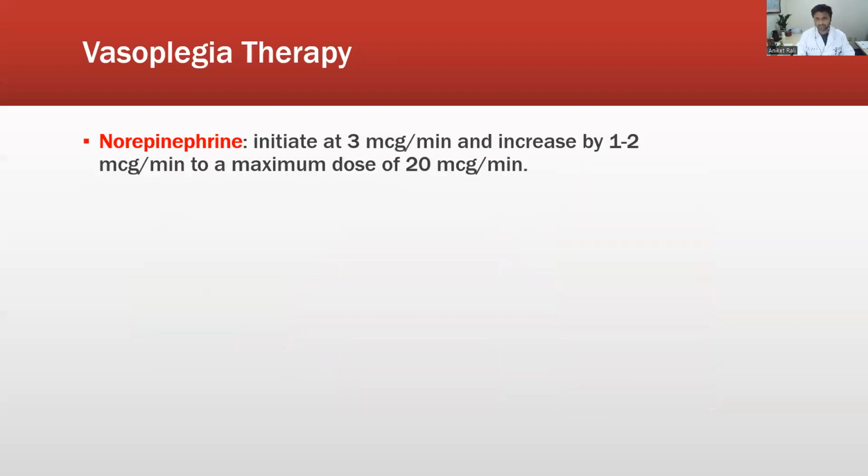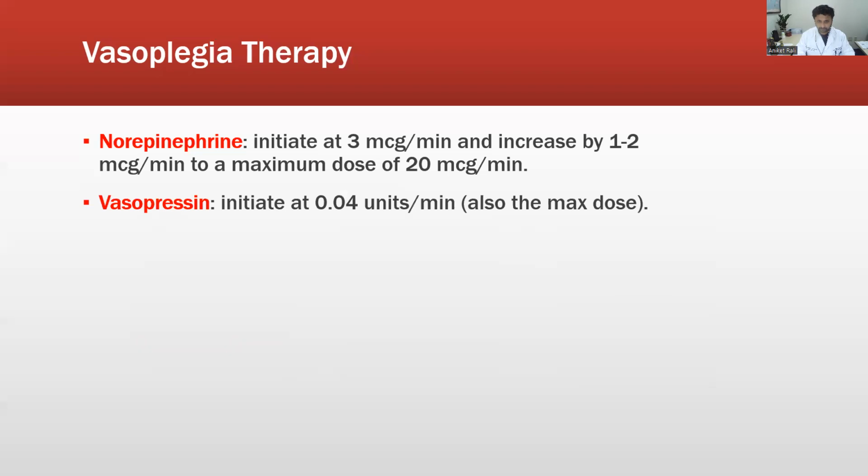There are several vasopressors that are available. The first-line vasopressor under almost all circumstances is norepinephrine. And the way I initiate this medication in those patients that do not have adequate blood pressure is that I initiate it at 3 micrograms per minute, and then I increase it by 1 to 2 every few minutes until I reach a maximum dose of 20 micrograms per minute, or when I have achieved the adequate targeted blood pressure, in our case, that of a MAP of at least 70 millimeters of mercury.